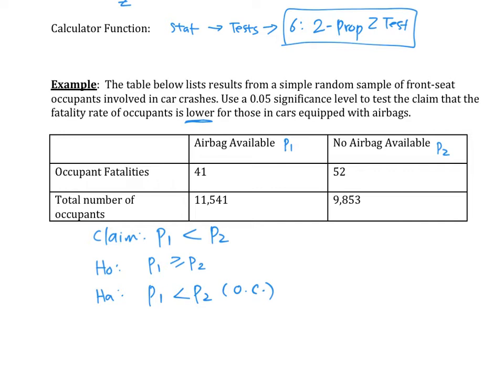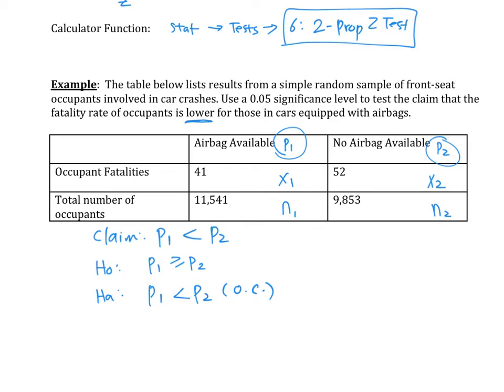When you are doing this kind of question, it's very important to label this. Otherwise, if I didn't see this part and this part, I would not be able to tell what's P1 and what's P2, right? So it's very important to indicate that airbag is P1 and no airbag is P2. Now I'm looking at the data here, total number of occupants. So this is my sample size. So I'm going to label this N1 and N2. Again, we have two different samples. So the first sample size is N1, the second one is N2, and this is X1, X2.